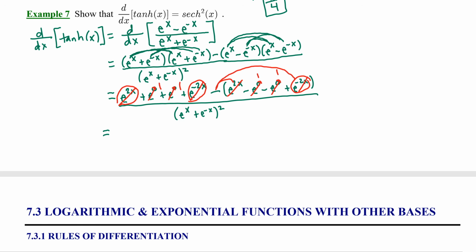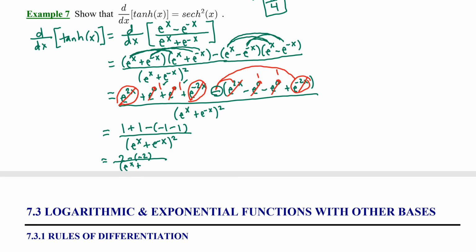So our numerator will end up being 1 plus 1. Now don't forget this, minus negative 1 minus 1. Let me write it out so you can see what I'm doing here. Those are the leftovers in the numerator, right? So we have 2 minus negative 2, or continuing over here on the right, 2 minus negative 2 is 4.